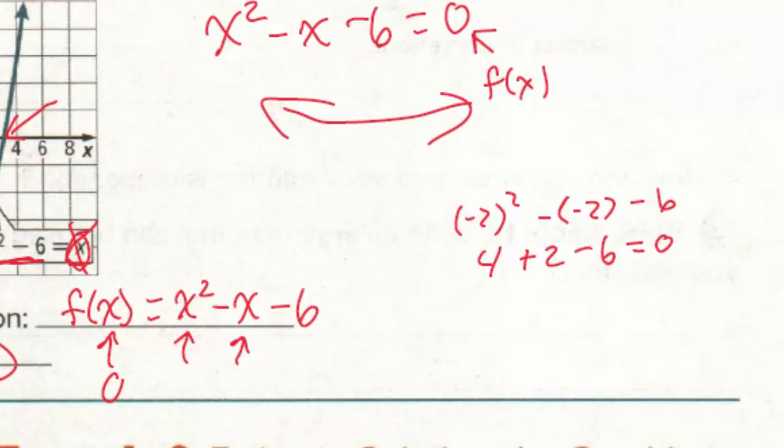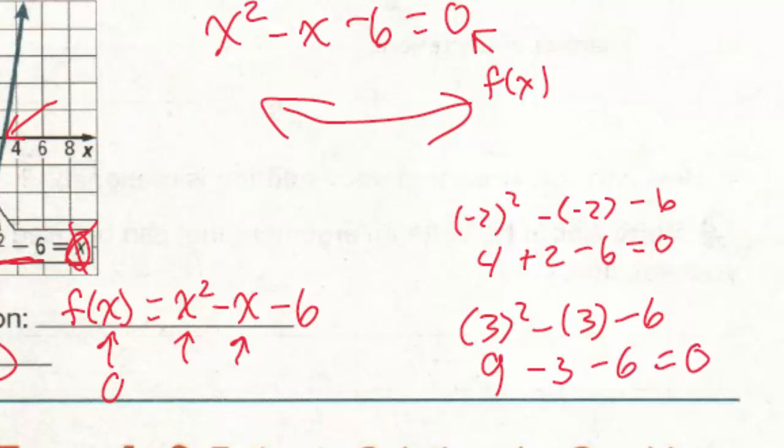Okay, so now I'm going to do the same thing with the 3. So put a 3 in there and square, minus 3, and then minus 6. So 3 squared is 9, and negative 1 times 3 is negative 3, or minus 3, minus 6. You can clearly see that's going to also give you 0. So our solutions here do work.